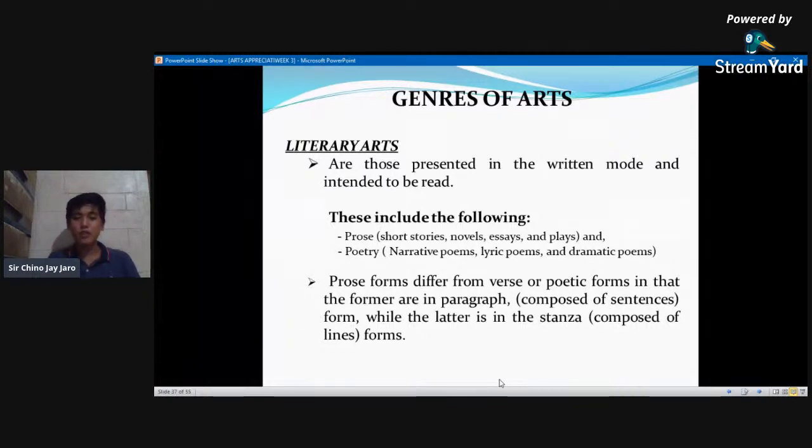So prose forms differ from verse or poetic forms in that the former are in paragraphs composed of sentences. Pag sinabi nating prose, mostly composed of sentences. And then when we say poetry, it is somewhat related to composition in lines, na meron tayong tinatawag na lines with sukat at tugma paminsan-minsan. Pero depende po yun sa type of poem. Okay, that is literary arts.